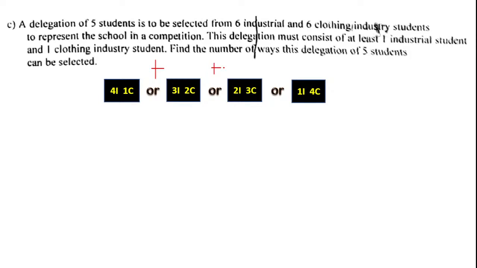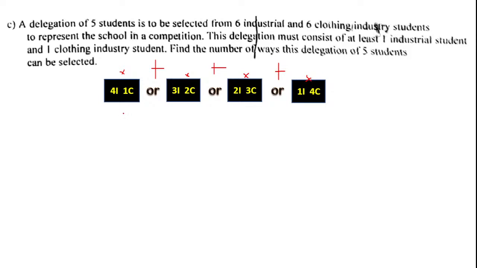OR is addition, and AND is multiplication. Because you talk about 4 industrial and 1 clothing industry, this means what we will have here times this one. The same thing here, what we will have here times this one, and what we equally have here times the other one there.